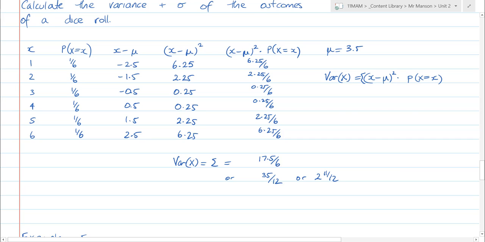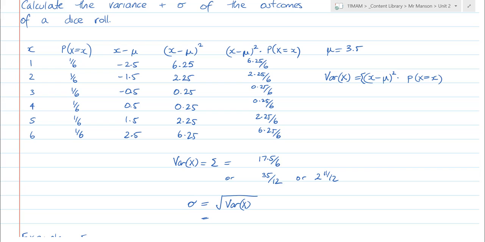So my variance is equal to the sum of all these values, which I'm going to have to backtrack and put in that formula. So if I ruin what you've written down, I'm sorry. So there's my variance. And of course, if I want to work out sigma, that's equal to the square root of variance. And in this case, it's equal to something not as nice.